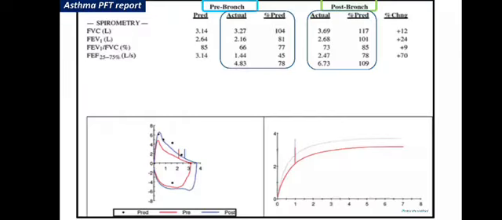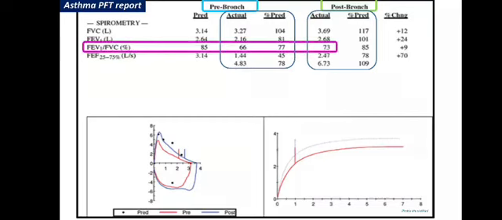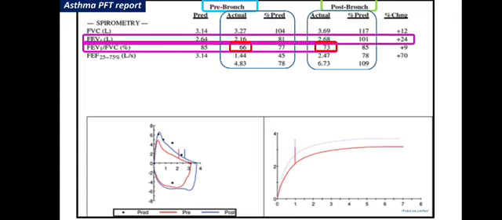This is the asthma patient PFT report. What we see: FEV1/FVC ratio in the pre-bronchodilator state is 66%. It is less than 70, so it is obstructive airway disease. In the post-bronchodilator state, it is 73, more than 70, so it is reversible obstructive airway disease, likely to be asthma. Let us see the FEV1 value.